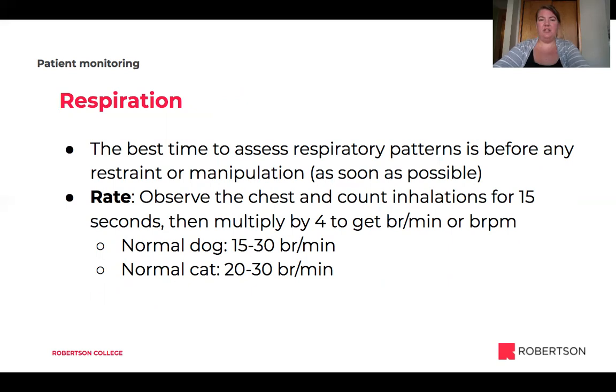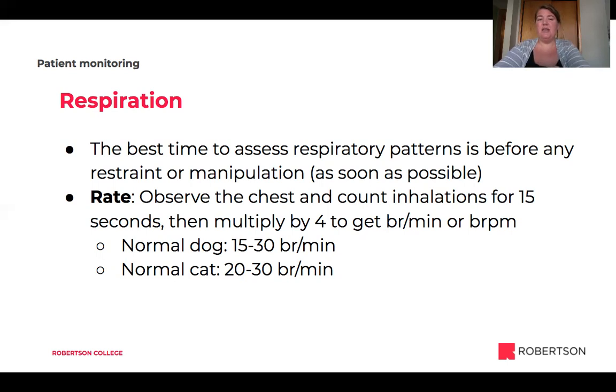So after we've checked body temperature, when we're monitoring vital signs, we want to check respiration as well. So actually, I kind of spoke wrong there. What we should be doing is monitoring respiration first, before we do body temperature. So the best time to assess respiration is before we've done any kind of restraint or any manipulation, i.e. taking a rectal temperature, because those things can get the animal a little bit fired up.